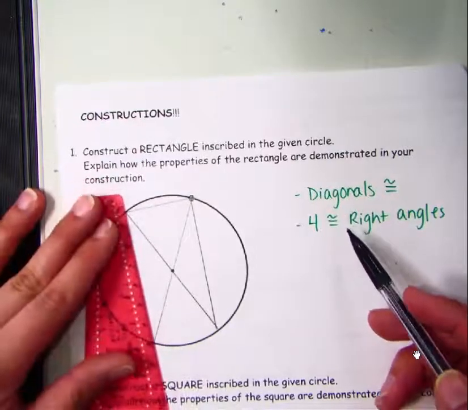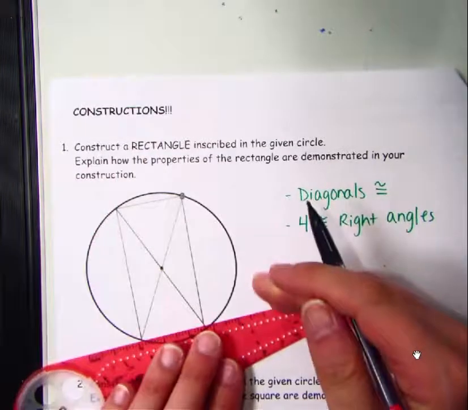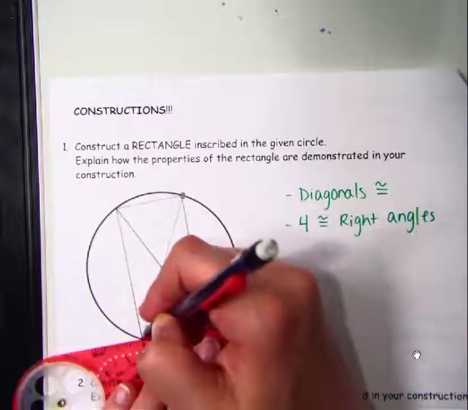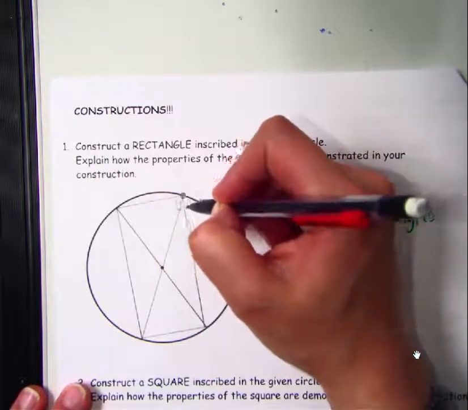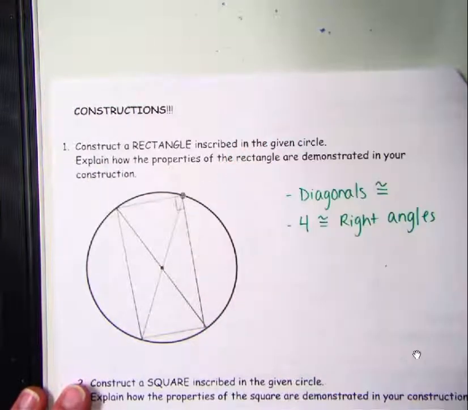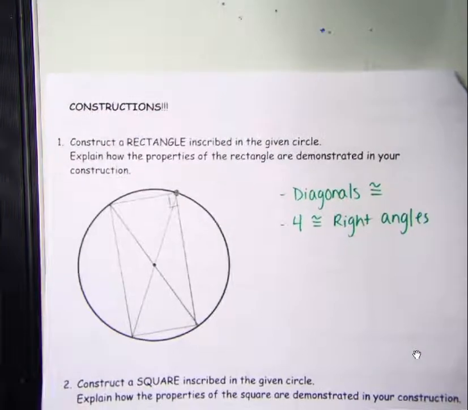Now you're going to connect all four. So this angle is definitely a right angle because it was inscribed in a semicircle. Diagonals are congruent. Please raise your hand in class if you have a question about this construction. Now I'm going to show you how to construct a square.